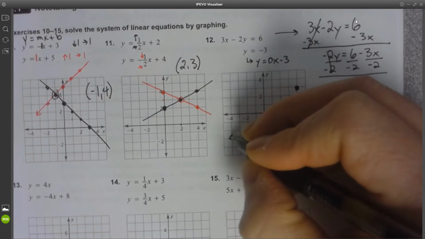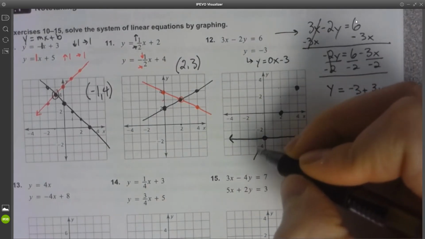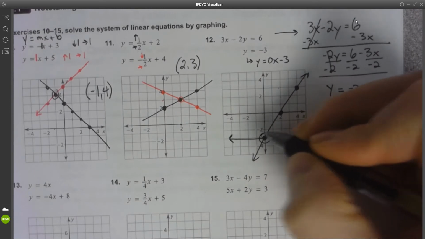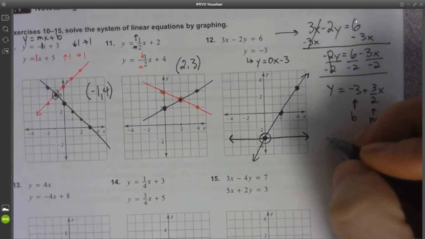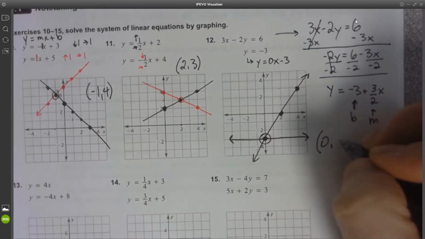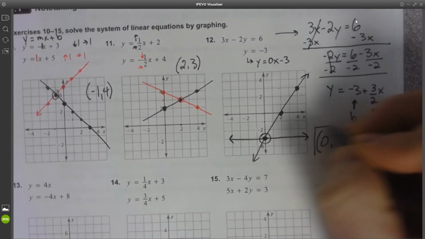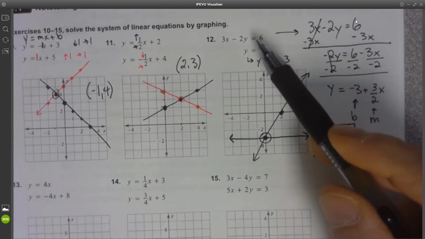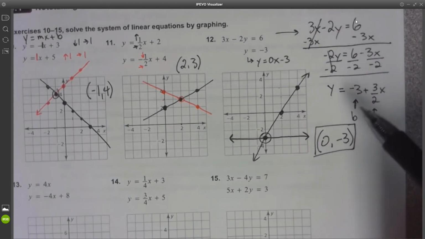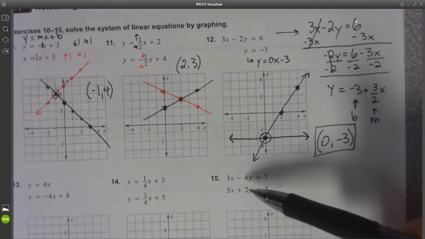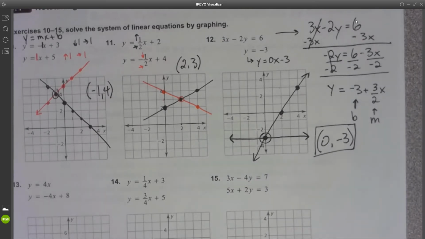No rise for a 0 slope. And I can see that these two lines share an intersection point right here. So my solution to this system is (0, negative 3). There's my point there. So if you're not in slope-intercept form, do a couple of steps to get yourself into slope-intercept form so that you can graph your lines. Give 15 a shot, pause the video, and then see how you do.